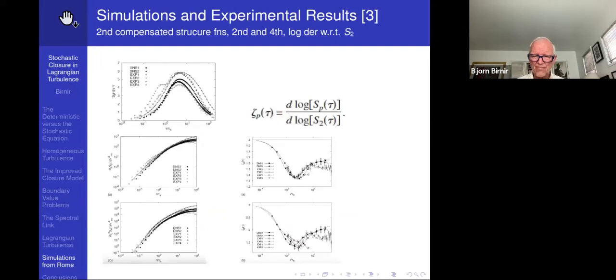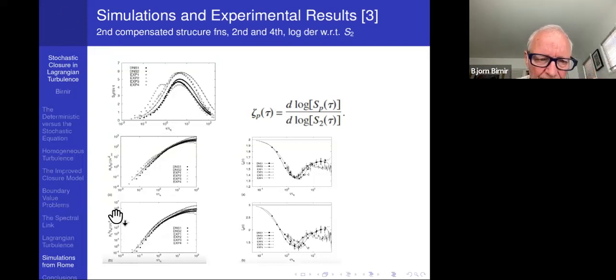So we would like to see if we can see this both in the theory and the simulations. And here are the simulations. So we are looking at the structure functions here. This is the, let's see, I think this is the fourth. I can't quite read this, but I believe this is the second structure function, just normalized by time.